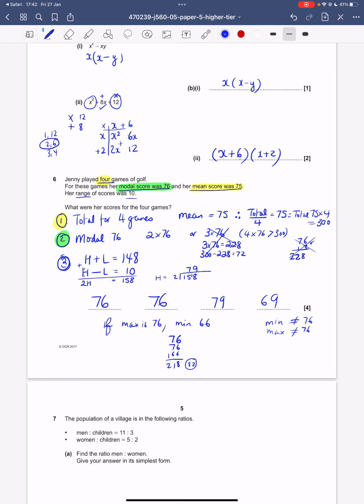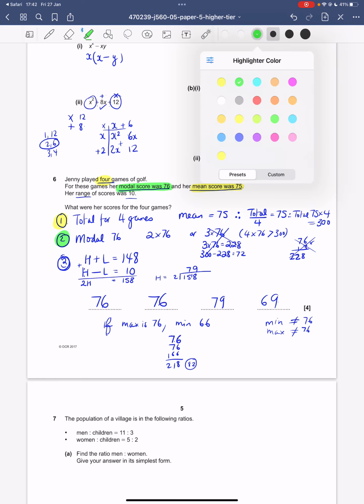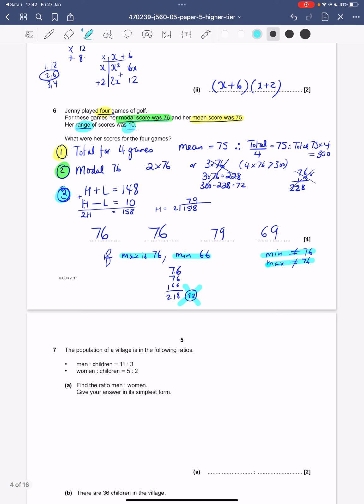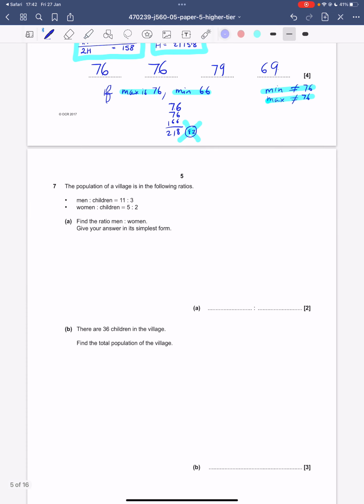Okay. So, quite involved, that question is. So, this comes from thinking about the range being 10. And I did check everything, like max 76, min 66, so it can't be that. And I also said the min can't be 76 because that would mean we've got two even higher ones and it would go beyond 300. So it turned into simultaneous equations in the end. But there we go. Okay, number 7.